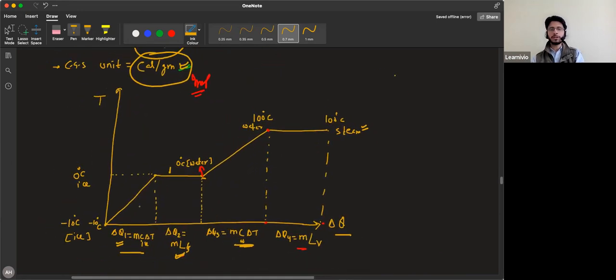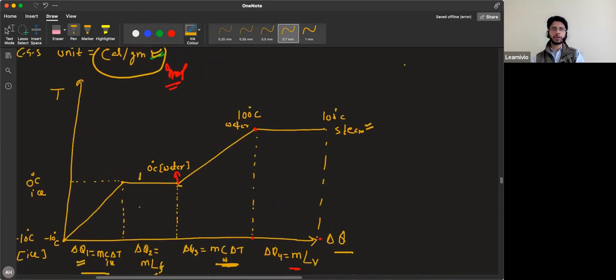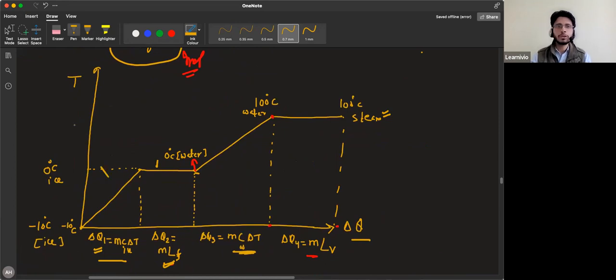So there is this one interesting graph. You can find many questions on this graph also. So this is the graph between the temperature and the heat. On the x-axis, you have heat, and on the y-axis, you have temperature.